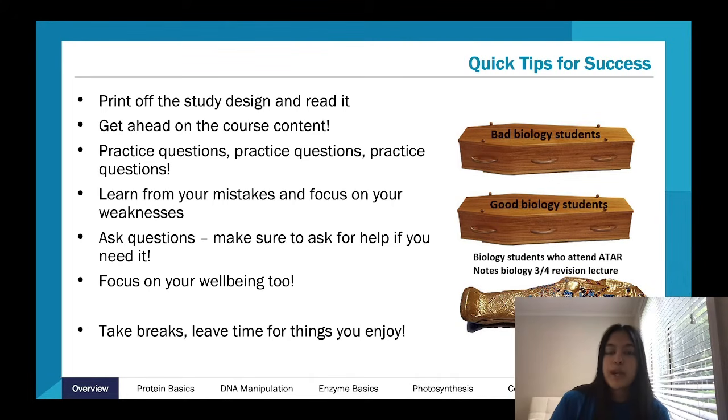Obviously, when you correct your practice questions, learn from that and ask questions, whether it's to your teacher, your friends, or your tutor, just to make sure that you have a thorough understanding, because with Bio, and especially short answer questions, you need to have an awareness of the entire concept.